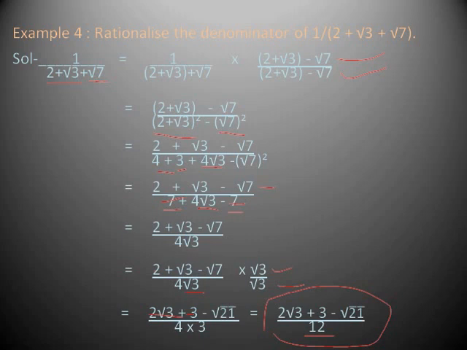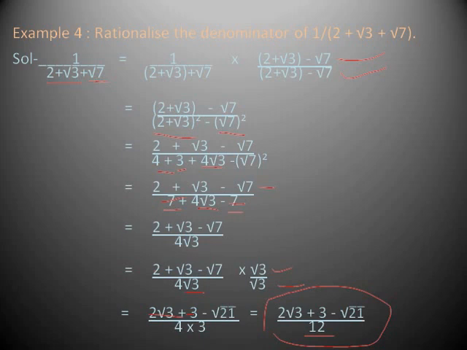Next step, we get 2 plus root 3, we are multiplying by root 3, so we get 2 into root 3, we get 2 root 3, root 3 into root 3 we get 3, minus root 7 into root 3 we get minus root 21, and in the denominator 4 root 3 into root 3 we get 4 into 3. So we get 2 root 3 plus 3 minus root 21, and in the denominator we get 12. So this is the required answer here.